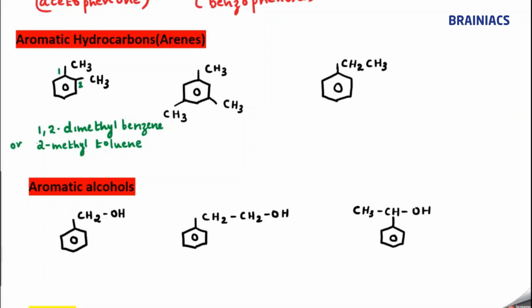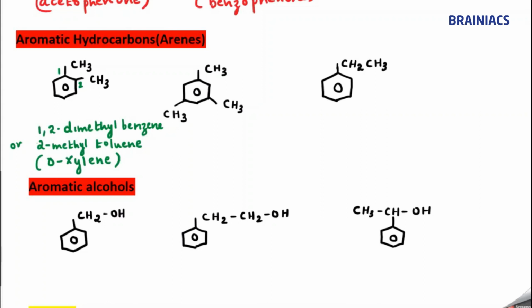Can anybody tell? Whenever two CH3 groups come, nothing other than only CH3 groups, two CH3 groups in the benzene ring, we use the common term xylene. And since these are at ortho positions, I can say the common name is orthoxylene. You will learn this in the hydrocarbons chapter. Orthoxylene.